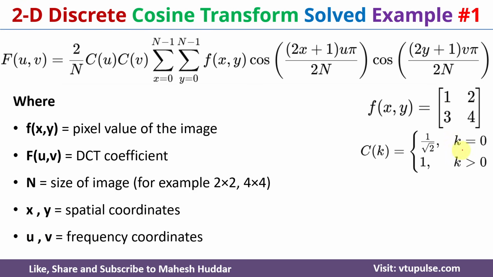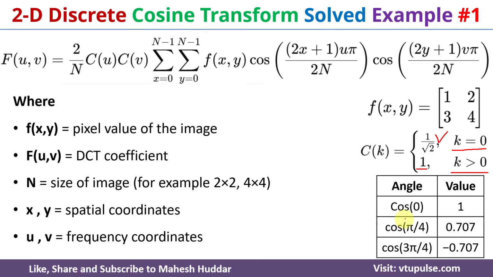Here we can see that if k is equal to 0, then c of k is equal to 1 divided by root 2, and if k value is greater than 0, then c of k value will be 1. In this calculation, most of the time we will get these angles, that is cos of 0, cos of pi by 4 and cos of 3 pi by 4. Cos of 0 value will be 1, cos of pi by 4 is 0.707 and cos of 3 pi by 4 is minus 0.707.